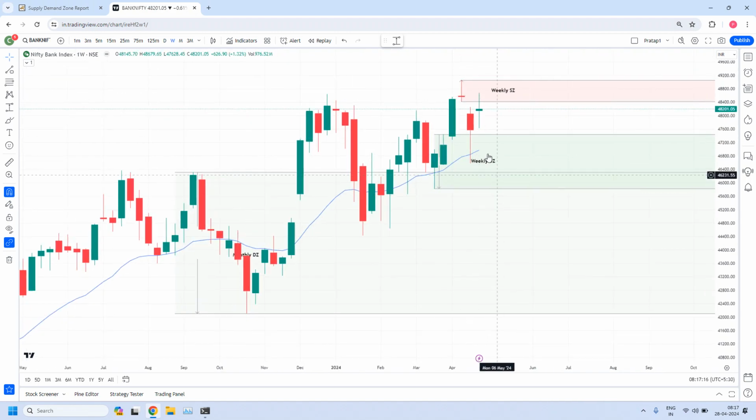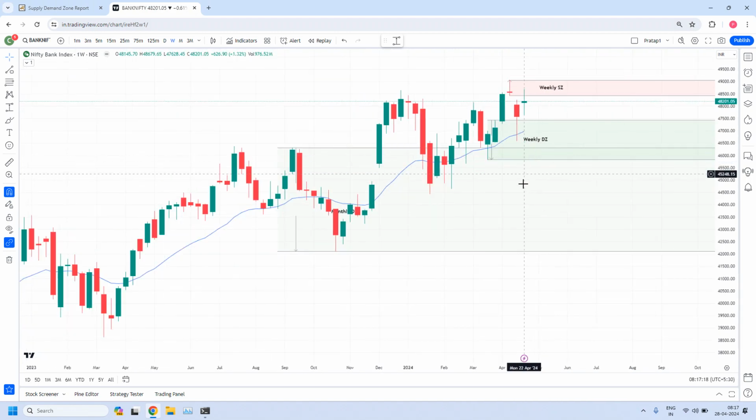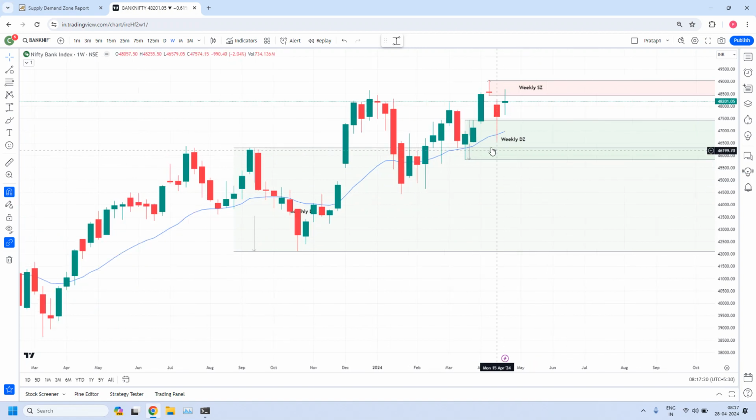So definitely there could be strong order flow in this area, and that is the reason why the prices moved up from the zones we fine-tuned here in the last analysis we did on this particular chart.